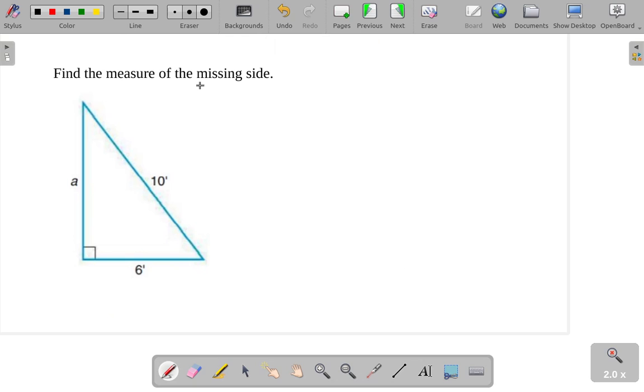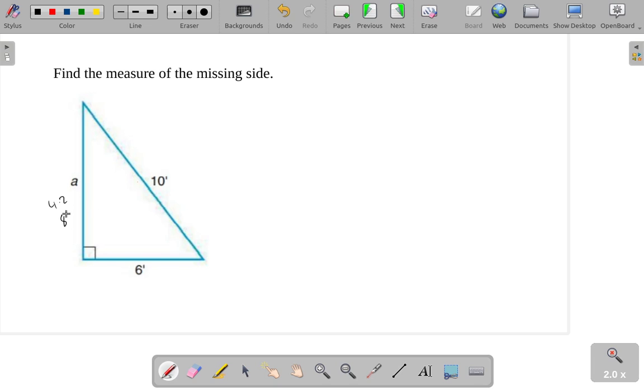Alright, if we wanted to find the measure of the missing side of this particular triangle, I'm noticing that this is a 3-4-5 right triangle, so I see it right away. This is 3 times 2. This one's 5 times 2. So this one is going to end up being 4 times 2, which is 8.